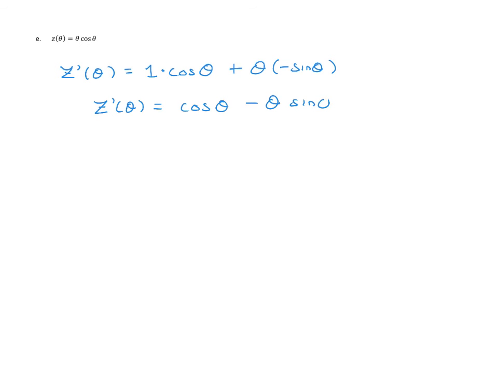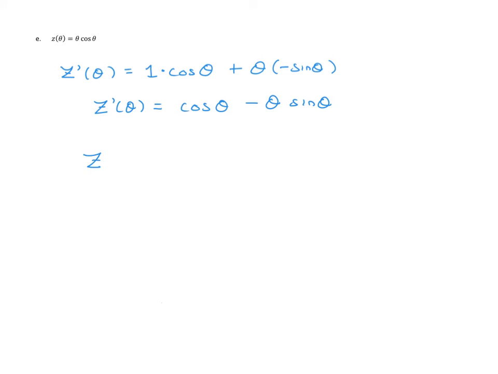The derivative of z of theta, the first derivative, we have to use the product rule. It's 1 times cosine theta plus theta times negative sine theta. And if I simplify this, we get cosine theta minus theta sine theta.